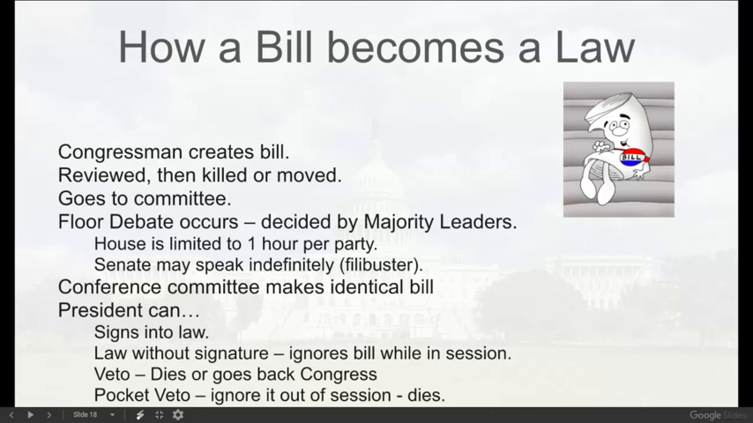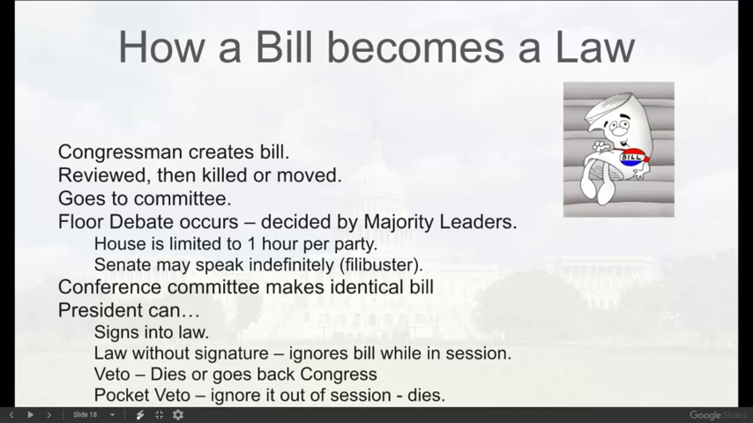In the House, that means each party gets 1 hour to debate the bill. And they can decide what to do with that. They can break it up into 10-minute segments, 5-minute segments, or 1-minute segments. Each member gets 1 minute to speak about it. That is up to them. The reason they limit it, obviously, is because there's 435 people. They can't have all of them talking forever about a bill.